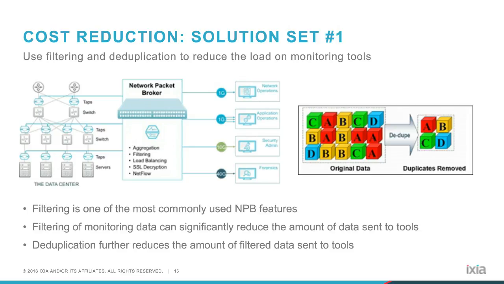Other functions such as deduplication, packet slicing, timestamping, and data masking can be applied to the data as required to condition it. These features make the monitoring tools more efficient, which means they can process more data than they could without the packet broker. For instance, if SPAN ports are used, then they often create a lot of duplicate data because of the way that the data capture is performed.